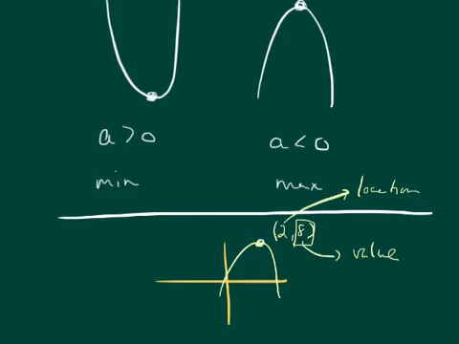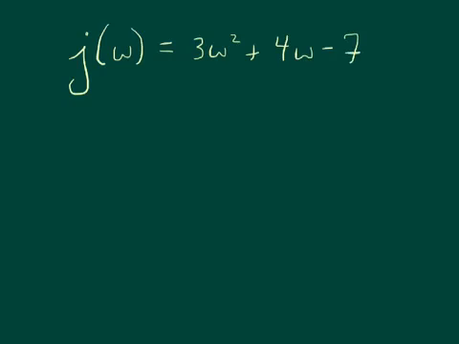Alright, so what I want to do is take a look at an example of just a function and then apply it to word problems. So let's take a look at one function. Let's say we had the function j of w equals 3w squared plus 4w minus 7. Okay? And let's say this problem said, determine the maximum value of the function. Determine the max or minimum value of the function.